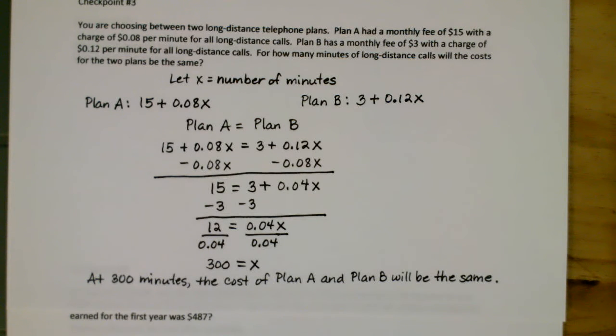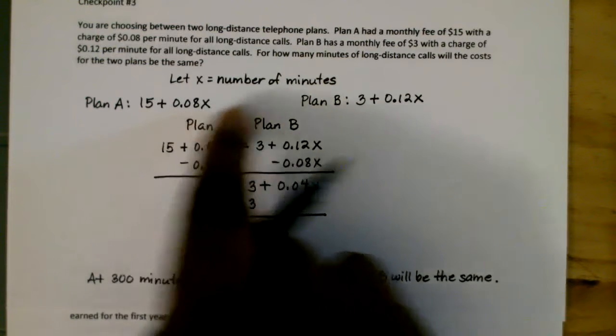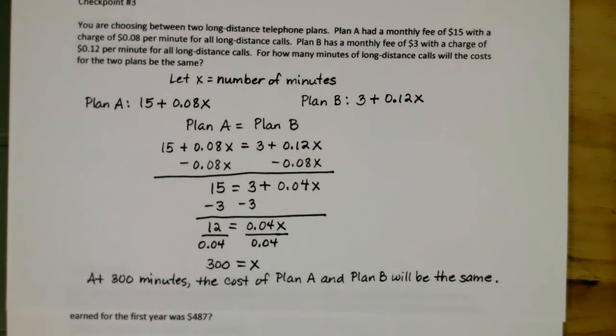So that's how we'll solve that equation, solve that word problem. And you can pretty much check by substituting the 300 in for X for plan A and for plan B. The cost there should be the same.